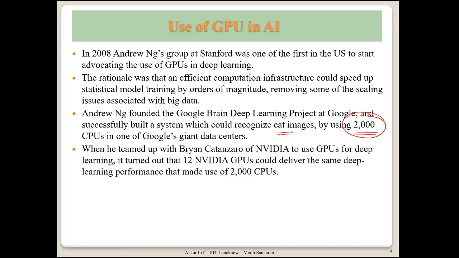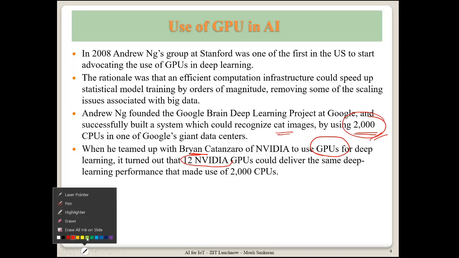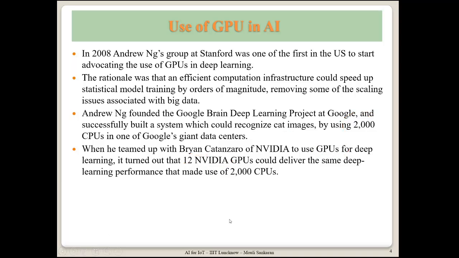So they were looking for some other alternative, and then he teamed up with Brian from NVIDIA, to see whether GPUs can be used in that place. Instead of 2000 CPUs, how many GPUs would be needed to perform the same job? Then they found out that only 12 NVIDIA GPUs are enough to do the same kind of performance, the same kind of error in terms of identifying cats. And that proved the theory that it is doable, that GPUs can be used for AI processing.